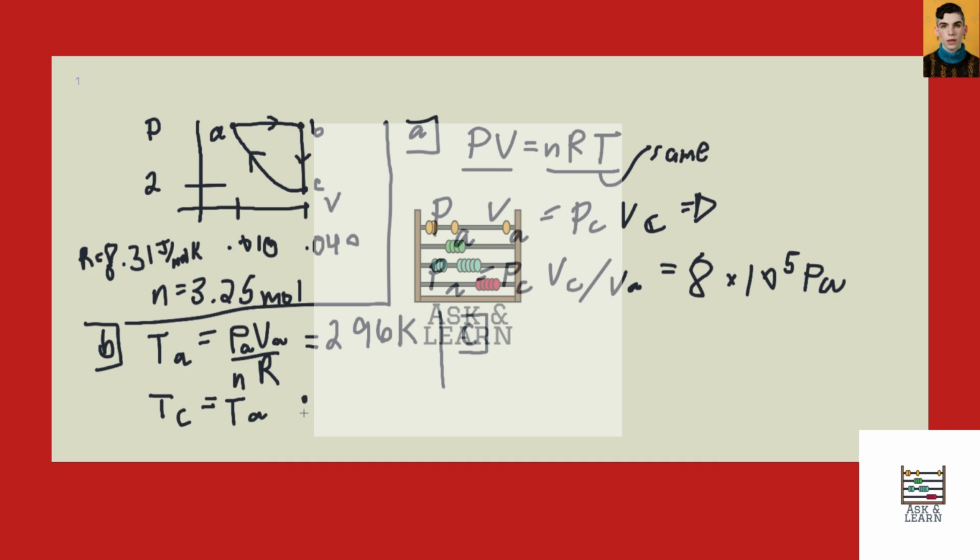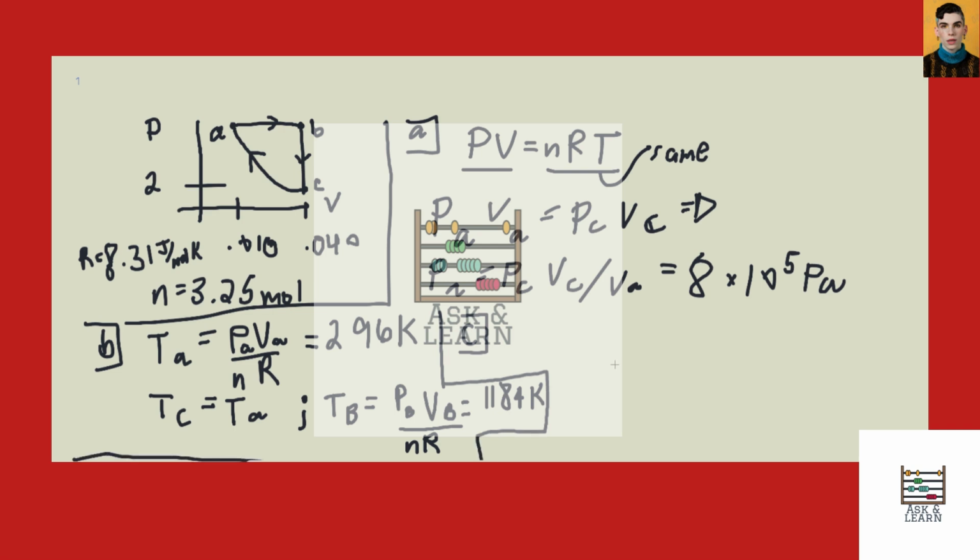And to get TB, you can just do the same thing. TB equals PB, which is the same as PA, times VB over NR. When I calculated that, I got 1184 Kelvin. Okay, funny shape, but it's okay though.